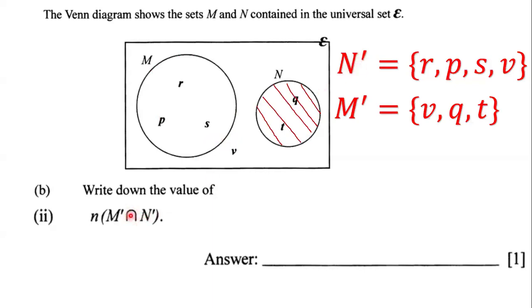Now, they want us to determine the intersection of these two sets. So what elements are a part of both of them? It's just going to be V. So V is the only element that is part of both M complement and N complement. And so M complement intersect N complement is going to be the set which contains V. And so that means that the number of elements in M complement intersect N complement is just going to be 1. And so 1 is our answer for this question.